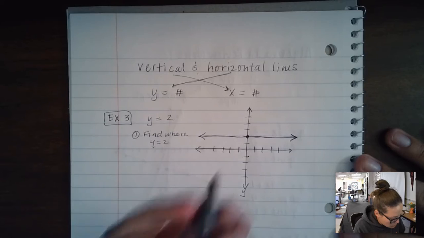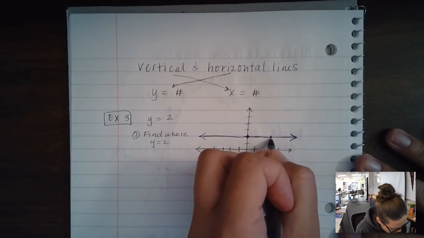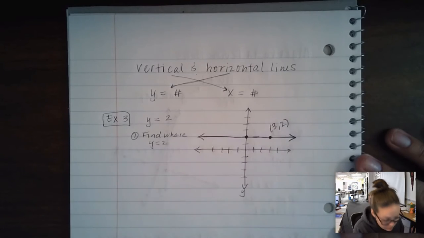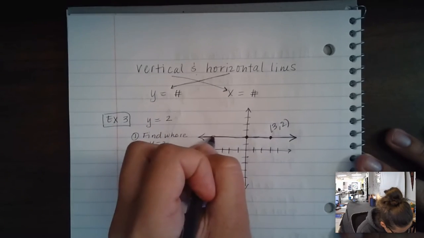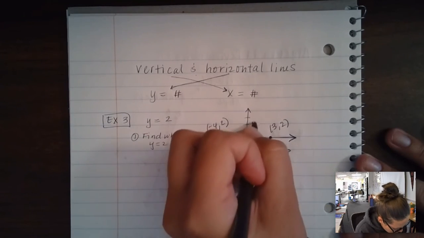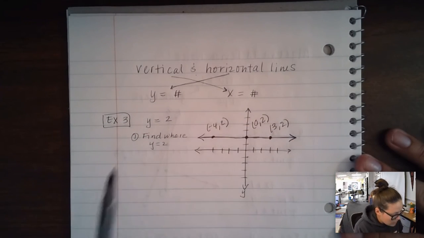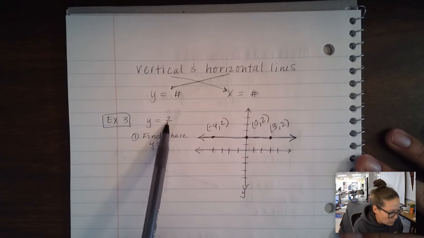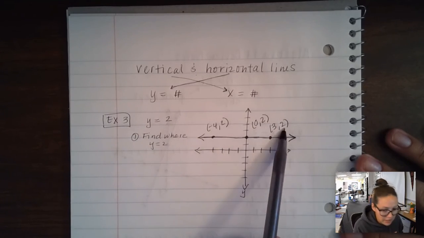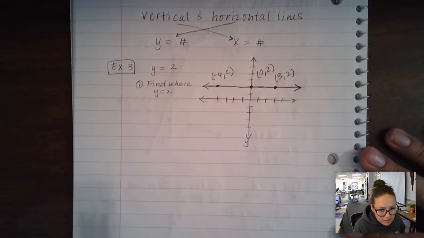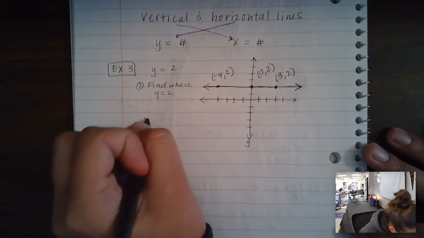So what I want you to realize is that if I pick any point on this line, the y value is 2. So let's say I pick this point. Well, this point is 3, 2. This one over here, -4, 2. The point that I started with is 0, 2. So maybe you can see why now this is the equation y equals 2, because every single point has a y value of 2.